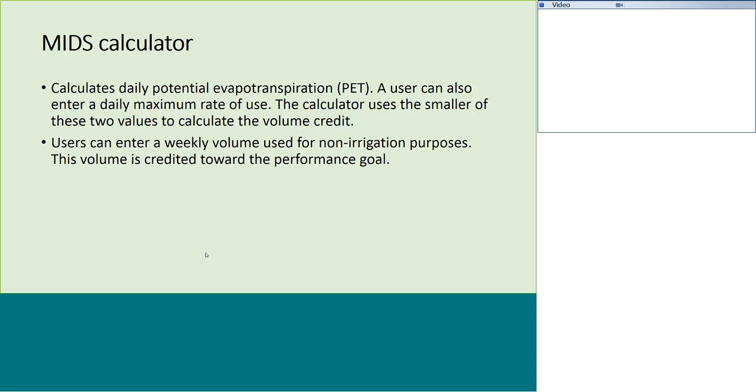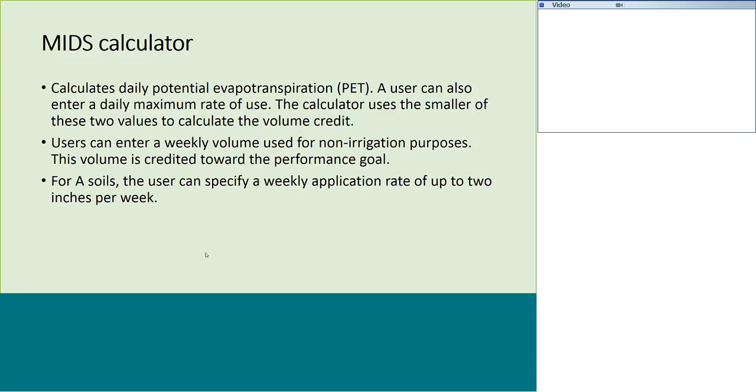However, as Brett mentioned earlier, we make an exception for A soils. For A soils, you can have a weekly application rate of up to 2 inches per week, which is significantly greater than potential evapotranspiration. And as Brett mentioned earlier, the reason for that is people who want to build these systems for the purpose of capturing stormwater, we want to encourage that use, and A soils we feel can take that extra application.